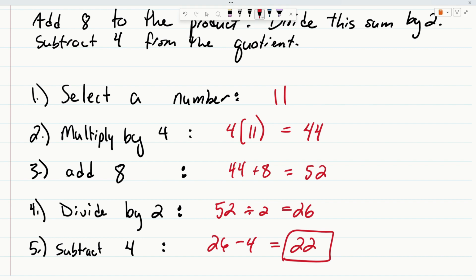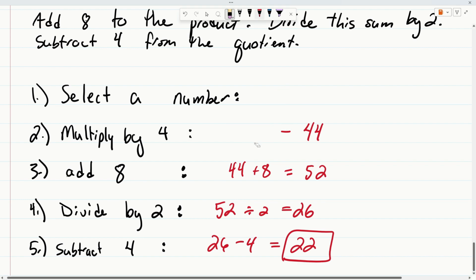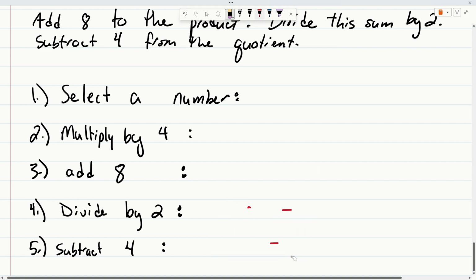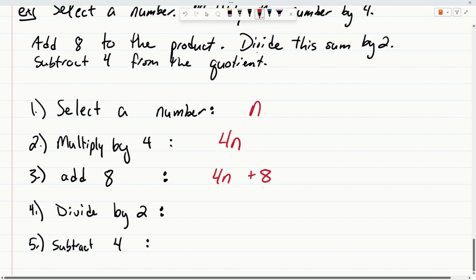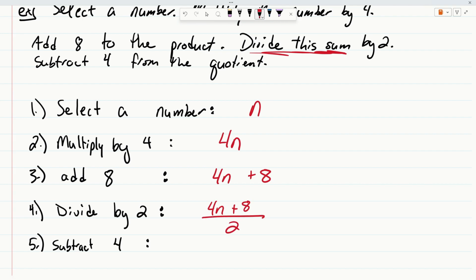But maybe we want to generalize this. So what I mean by that, I'm going to select the letter n, or the number n. n can be any number I want it to be, right? So how do we do this? Well, select the number is n, multiply it by 4, 4 times n, add 8, 4 times n plus 8, divide by 2. Now, you've got to be careful. Because when you go back up and look at the directions, it says divide this sum by 2. So it's the entire sum divided by 2, all right?